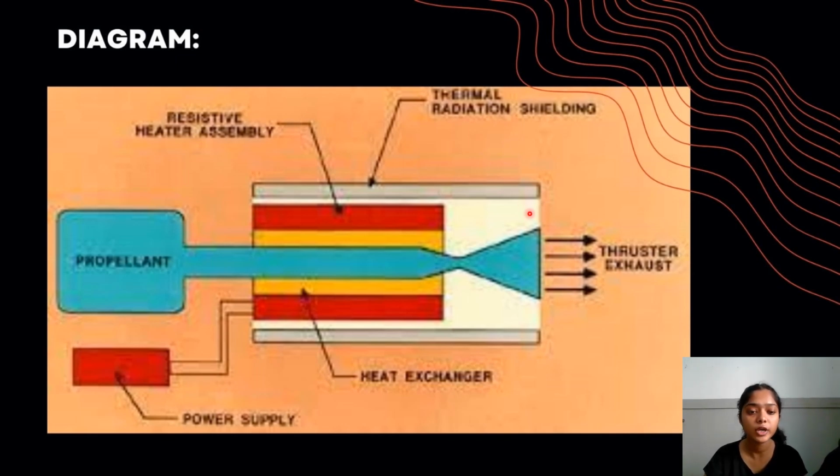Now we'll be seeing the working of this system. The propellant is burnt in the thruster, which creates the hot exhaust. The hot exhaust gases flow through the heat exchanger, where they transfer heat to the resistive heater assembly. Then the resistive heater assembly generates heat which is used to keep the thermal radiation shielding hot. The thermal radiation shielding protects the spacecraft from the heat of the exhaust. This type of thermal radiation shielding is important for protecting the spacecraft from the extreme heat of rocket engines. Without this shielding, the spacecraft could be damaged or destroyed by the heat.